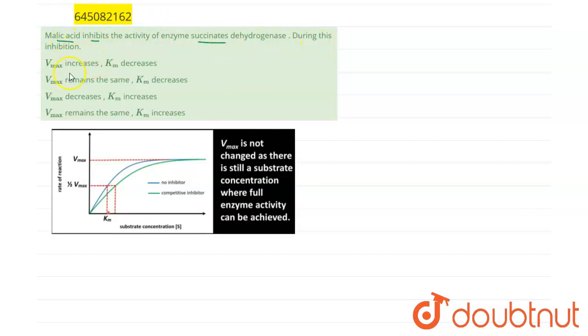Hello students, the question given is: malic acid inhibits the activity of enzyme succinate dehydrogenase. During this inhibition, what happens? Our options are: Vmax increases, Km decreases; Vmax remains same, Km decreases; Vmax decreases, Km increases; and Vmax remains the same, Km increases.